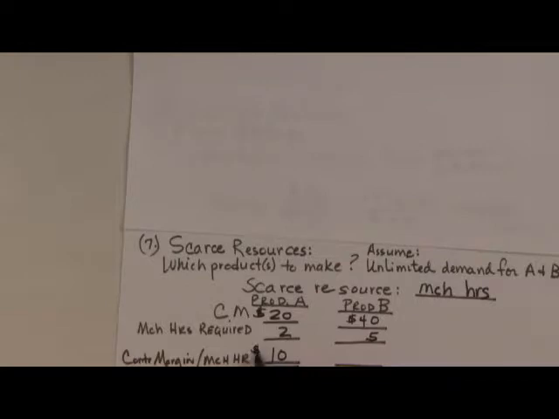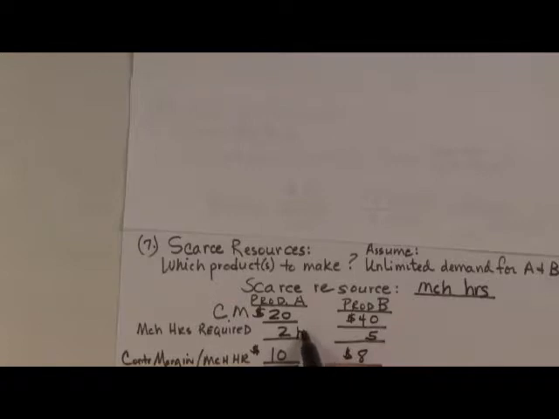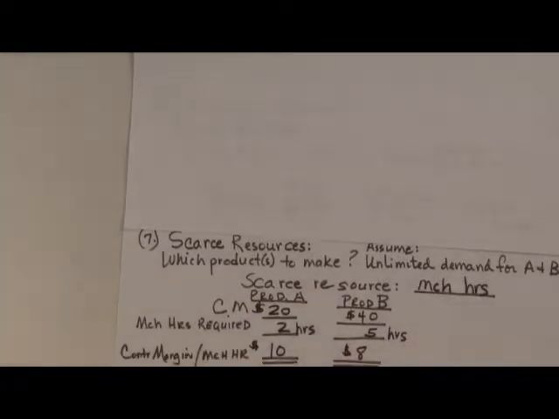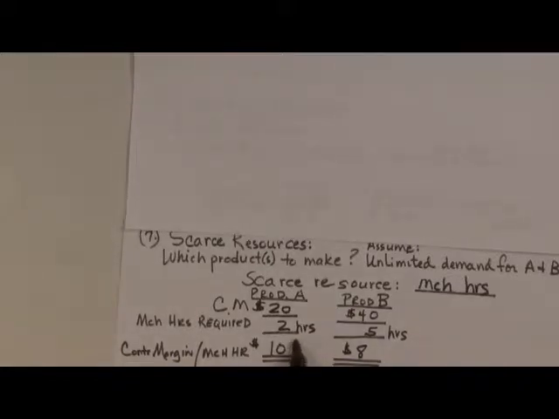So we compute contribution margin per the scarce resource, in this case the machine hours. In this case, product A would be preferred, and if demand is there for product A, we would be better off producing and selling product A because it has the higher contribution margin per the scarce resource.